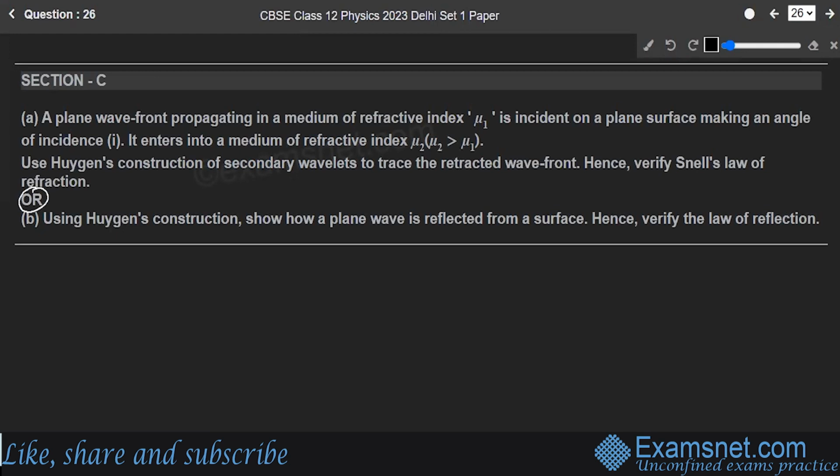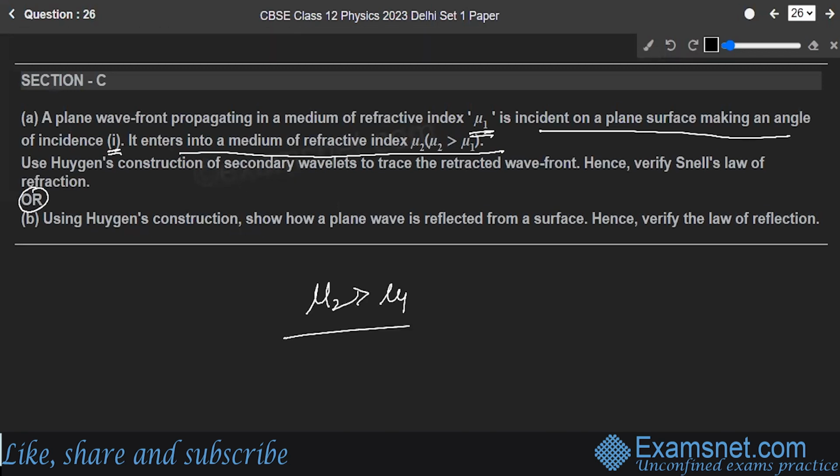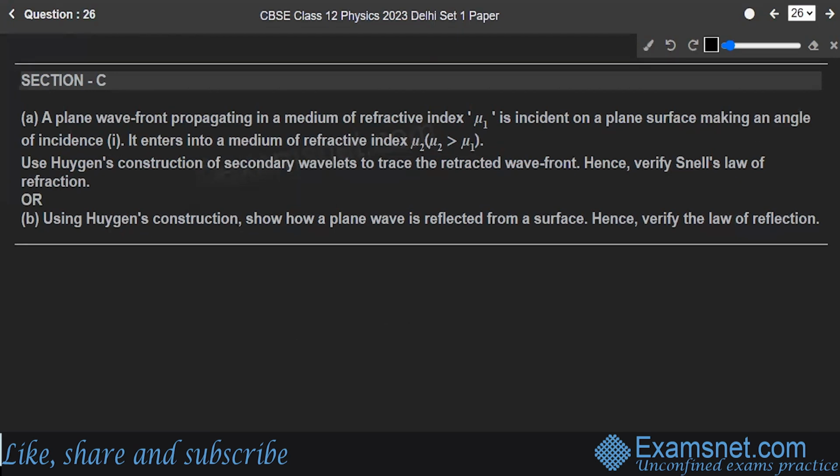A plane wave front propagating in a medium with refractive index mu1 is incident on a plane surface making an angle of incidence I. It enters into a medium of refractive index mu2, with mu2 greater than mu1. That means the refractive index of the second medium is greater than the first. Using Huygens construction of secondary wavelets to trace the refracted wave front, hence verify Snell's law of refraction. Question number 26, section C, A and B parts. You have a choice over here.